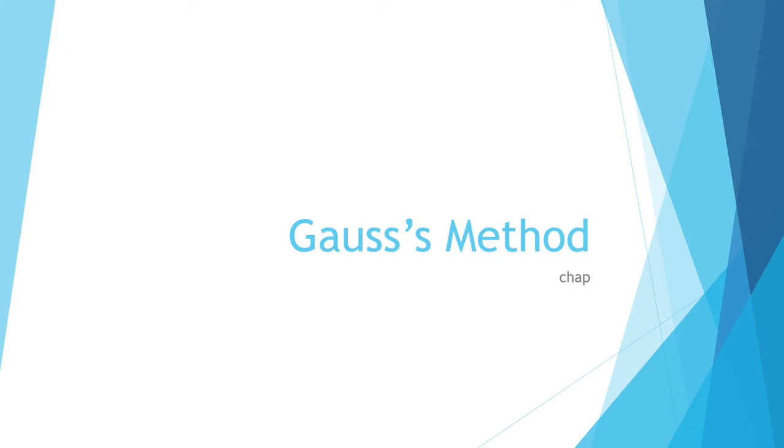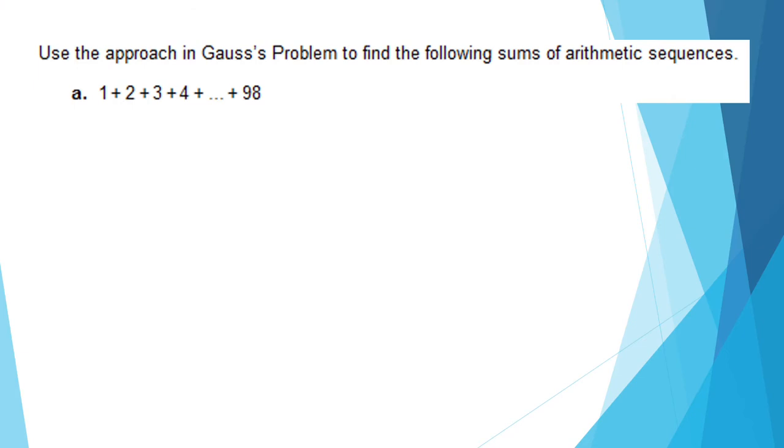In this section, we're going to look at Gauss's method, and his process is used to find the sum of a sequence of numbers. So let's get started. Use the approach in Gauss's problem to find the following sums of arithmetic sequences. A. We want to add 1 plus 2 plus 3 plus 4 all the way to 98.